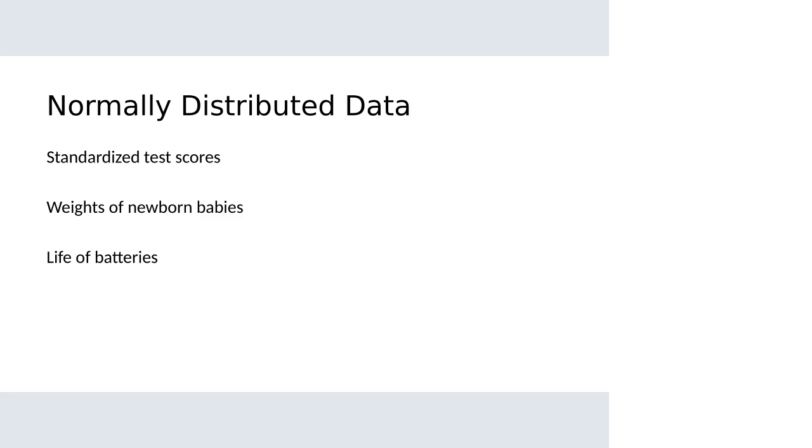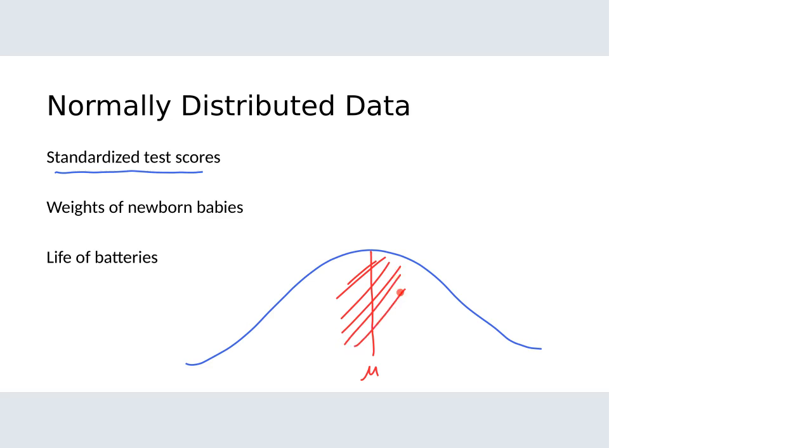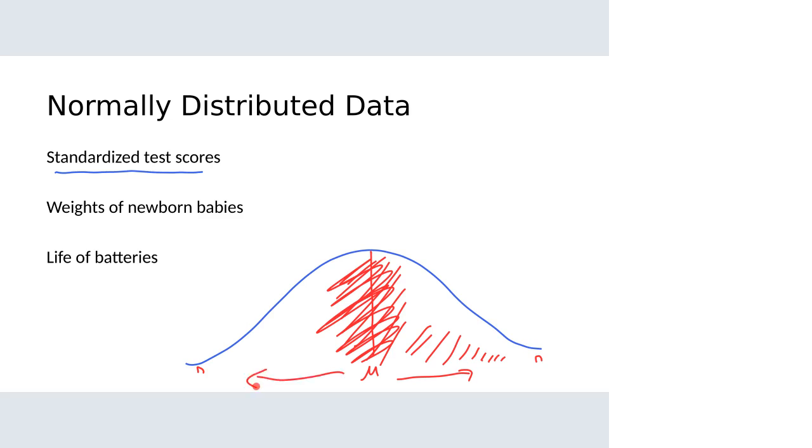Some data sets that are normally distributed: standardized test scores would be an example. If you think about the millions of people that take a standardized test, there's going to be a mean score right here in the middle. A lot of the people's scores are going to be close to the mean. As we get further away from the mean, there's going to be less and less. There's going to be very few people out here with a really high score, and very few people down here with a really low score. It fits the normal curve in that most of the scores are in the middle, and the further you get from the mean, the number of scores tapers off, in both directions.